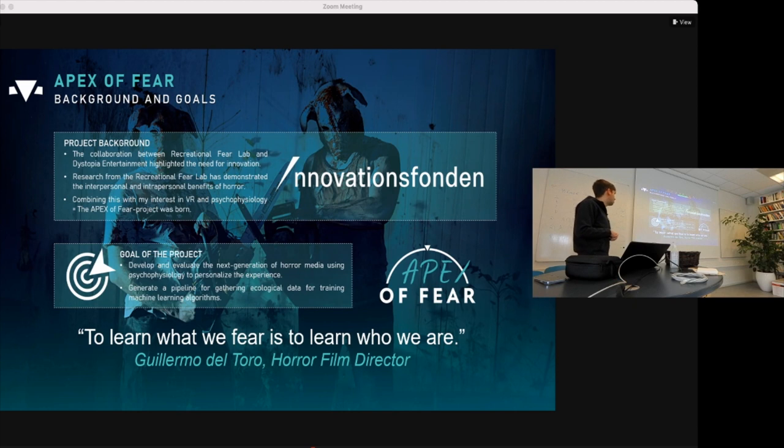And also to quote Guillermo del Toro, who is a film director, to learn what we fear is to learn who we are. And that's basically the goal of this project: to use what we fear, measuring people's fear responses during this horror game to predict how they react in a game. So it's basically this idea of player modeling, using fear to predict players' behaviors in a video game.